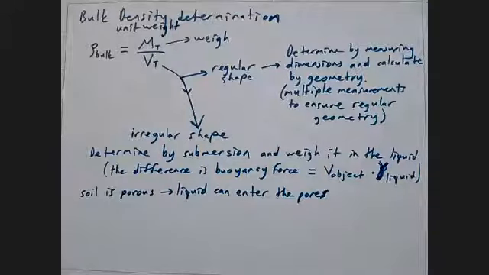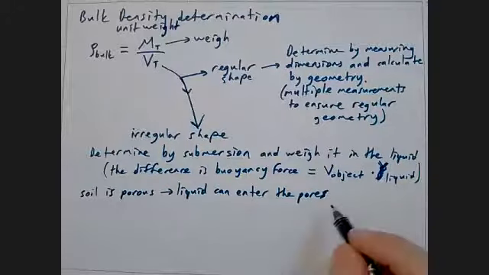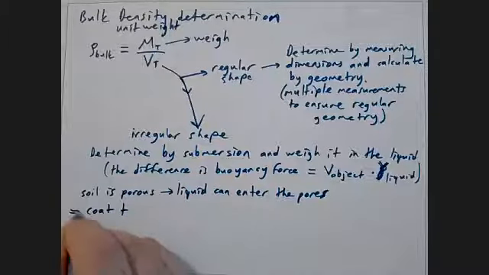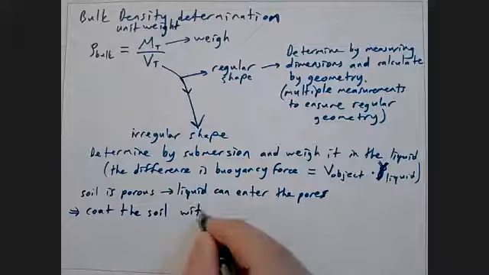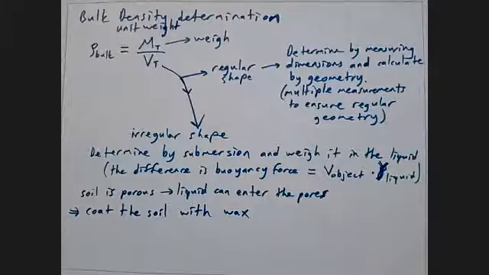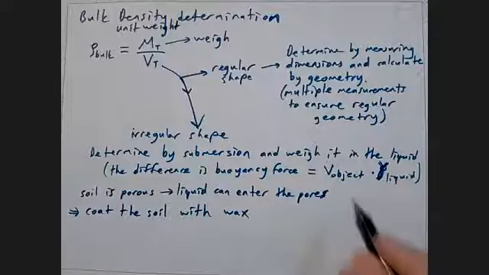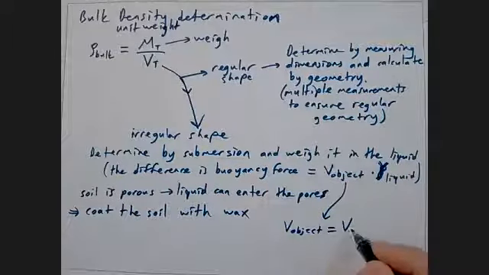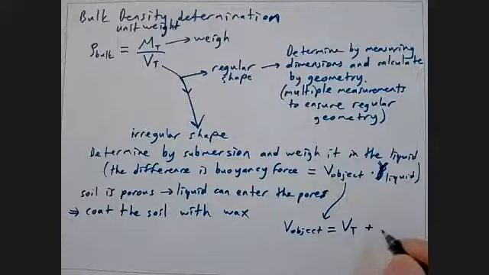So instead we use water, but we coat the soil with something impermeable and something easy to use, such as wax. So you melt wax, you dip your soil into wax, and then you take it out, and now you have an impermeable coating. But then you have disrupted the measurements, because now your object is weight of soil, volume of soil plus volume of wax.